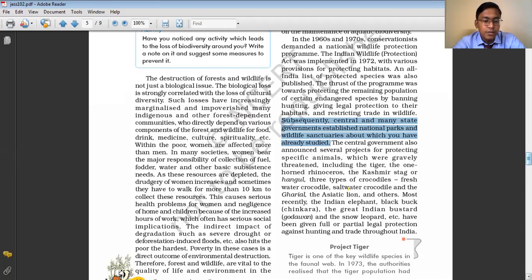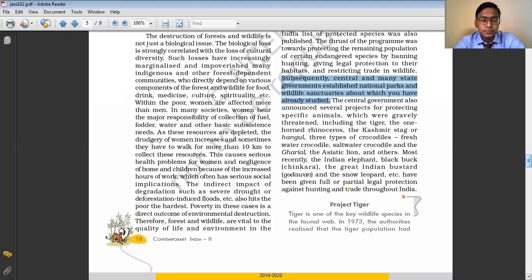Even in our locality, we have the Mahananda Wildlife Sanctuary. Some national parks are also there, like Buxa Tiger Reserve and Gorumara National Park. These are the areas notified by the government as a wildlife sanctuary, a national park, or a forest reserve, so that the plants and animals which exist in these notified areas can be protected.